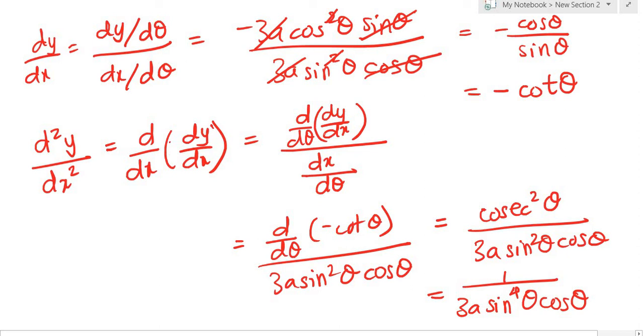You first differentiate the dy over dx that you obtained with respect to theta, because even that was in theta, and then divide that by the derivative of x with respect to theta, basically your dx over d theta term that you would have already obtained. This is just food for thought, revision if you will.